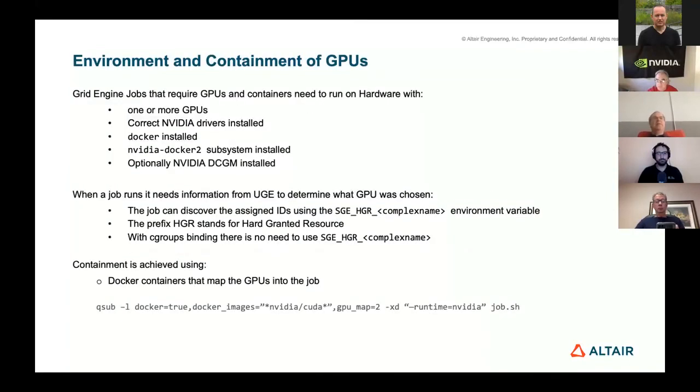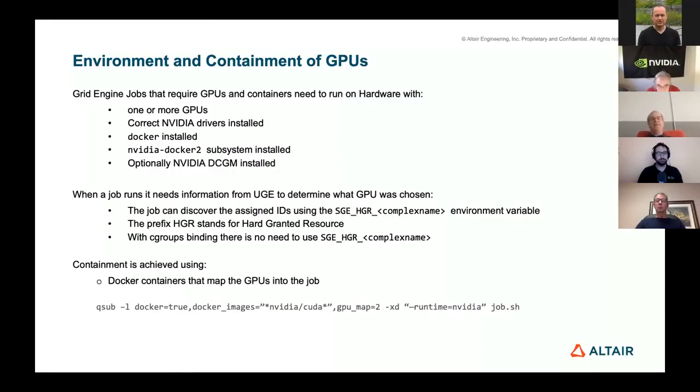So we talked a lot about topology. We talked about finding the application, choosing the container technology. Now we're going to talk a little bit about the environment and containment. So to make things work well in a Grid Engine cluster with GPUs, you need GPUs, you need the drivers, you need Docker, you probably need the NVIDIA Docker 2 subsystem, or I think it's already installed now in the latest version, and optionally NVIDIA DCGM. So if you have these things set up in your Grid Engine environment, and then you submit your job, Grid Engine needs information to figure out what GPU CUDA ID it should assign to the job.